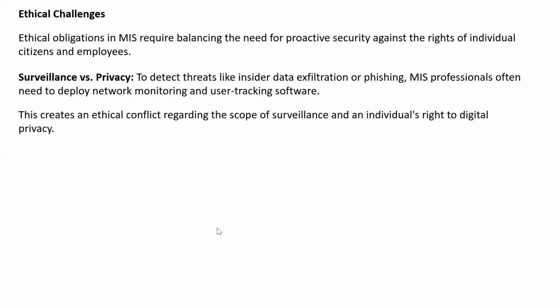To detect threats like insider exfiltration and phishing and all of that, IMS professionals have a need to deploy network monitoring. You are using user tracking software. So this is creating ethical conflicts because I need my privacy. Whilst I'm using my computer, why are you spying on me? So how would you be able to manage such a difficult situation? Or how should such a situation be managed?